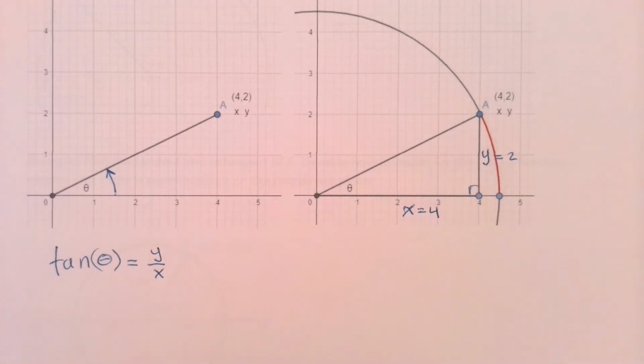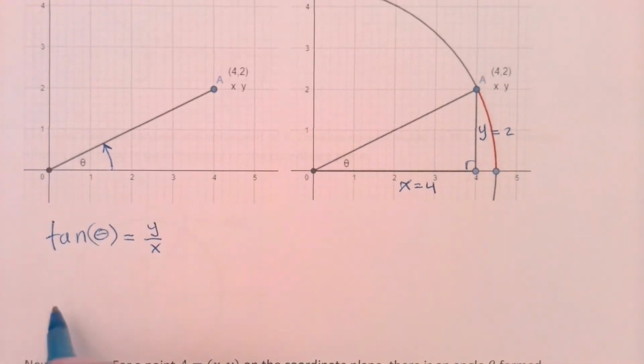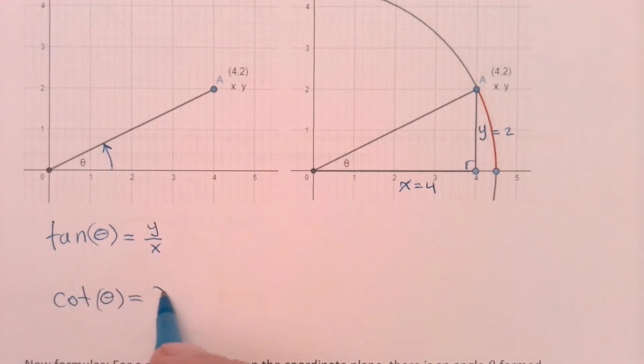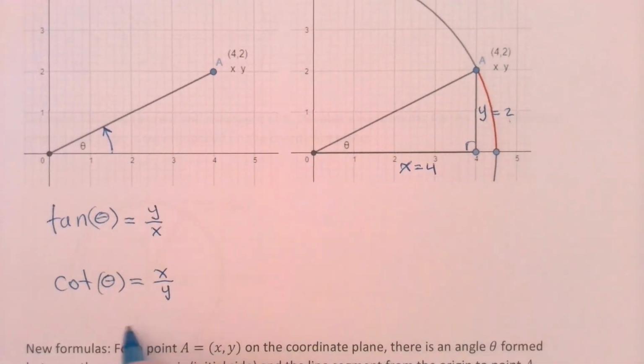I think they asked us here, though, to get cosine and secant and cotangent. So yeah, we do need cotangent. Cotangent is x over y. Now, since they asked for that specifically, I can do that right now. X over y would be 4 over 2. And that, of course, just makes 2. That's the cotangent, using the coordinates of point A.